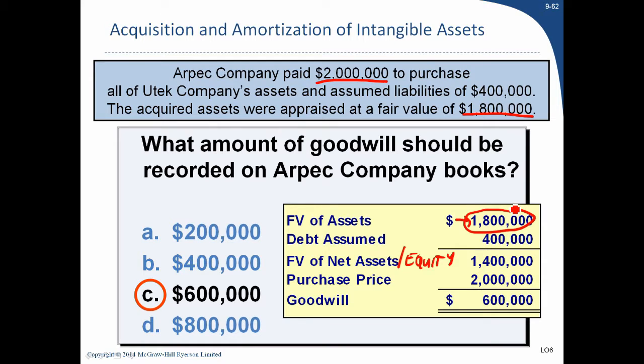Okay, and then so the left-hand side of the accounting equation, the left-hand side of the balance sheet, the asset side is 2.4 million. The credit side of the entry is debt assumed for 400,000, and then cash paid for 2 million. And now we're at 2.4 million on each side.